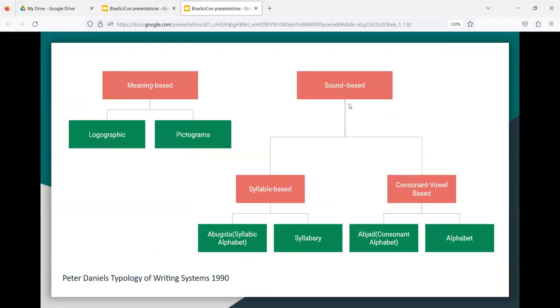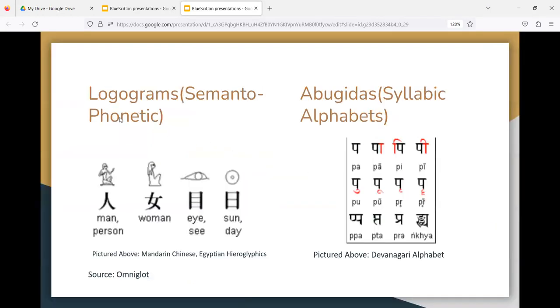There are two main categories writing systems are classified by: meaning-based and sound-based writing systems. And then under sound-based, there's two additional categories, syllable-based and consonant-vowel-based. Logograms, or semantophonetic languages, fall underneath the meaning-based category. They're sets of characters that have aspects that represent meaning and also sound. And in this example, you can see Mandarin Chinese and Egyptian hieroglyphics.